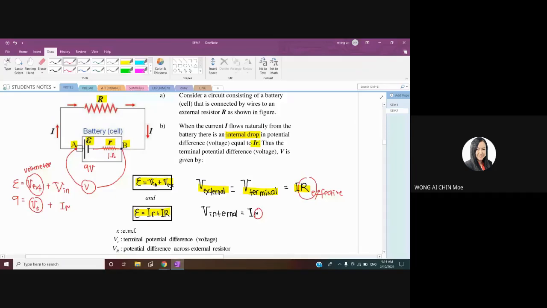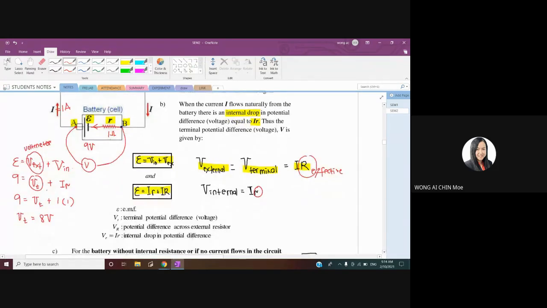If let's say the current is 1 ampere, we substitute 9 equals V terminal plus 1 ampere times r internal of 1. So your V terminal only equals 8 volt. Meaning that even though the battery is 9 volt, when it comes out, we can only measure 8 volt. Why?